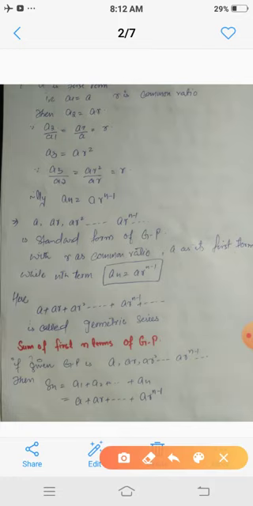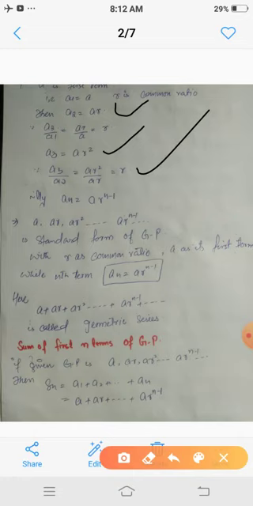Now how do we write the standard form of this GP? Let the first term of this GP be a, and r the common ratio. Then the second term should be ar, because a2 upon a1 should be r. This means that a2 should be ar. Now the third term should be ar square, because a3 upon a2 should be r, that is ar square upon ar should be r. Similarly, the nth term should be ar raised to power n minus 1.